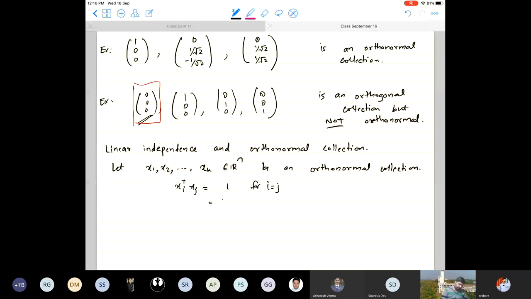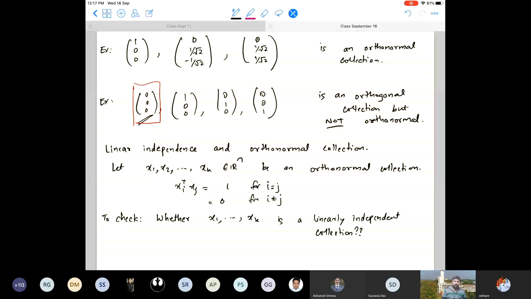So what do we want to check? Whether x1 up to xk is a linearly independent collection or not. So that's what we want to understand. Any orthonormal collection, whether it is a linearly independent collection or not, that's the question we are asking. So what will we do? How will we show this?